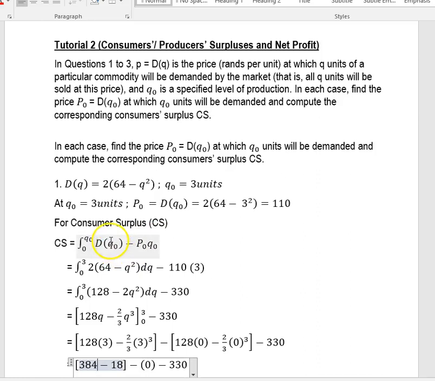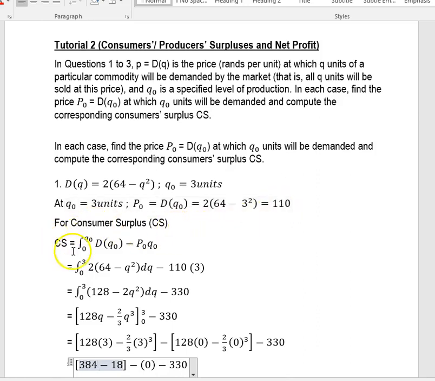Now, the first thing to do here is that we need to find our equilibrium price if we are not given it, or the equilibrium quantity, as the case may be. Here we're given the equilibrium quantity of 3 units, so I need to find the equilibrium price. So I will substitute 3 there. That's what I'm doing there. And then if you do that, subtract from 64 times 2, it gives you 110. So 110 is my equilibrium price.